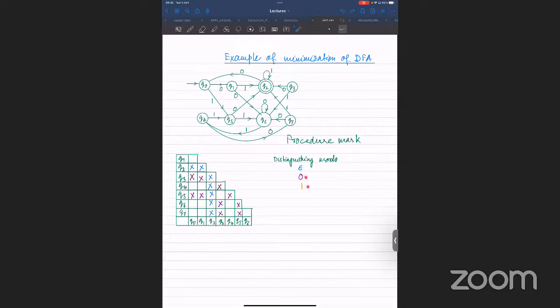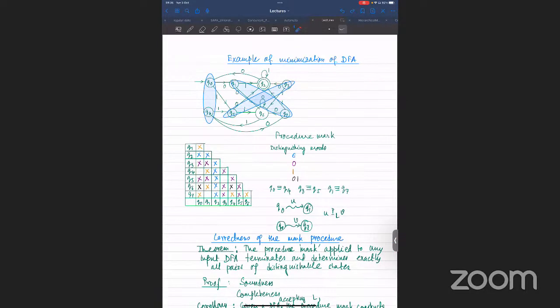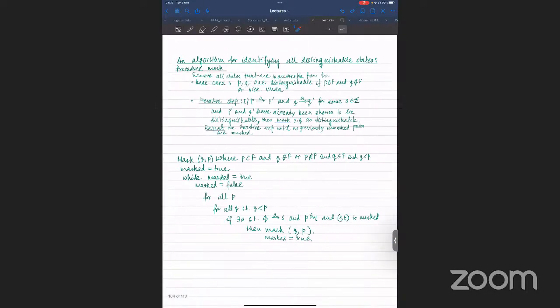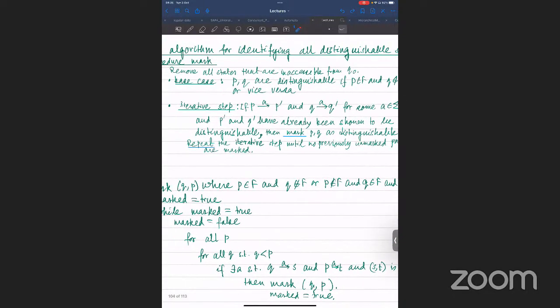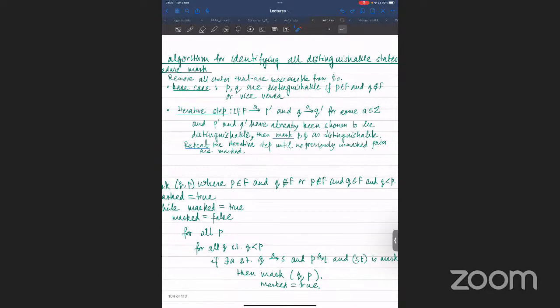And then after 0, you can mark with 1 and with 0, 1, and so on and so forth, until finally you see that no more pair of states are going to be distinguished. So this is what the mark procedure was doing. If we look at it carefully, first we remove all the states which are inaccessible from Q0. Then the base case is that P and Q are distinguishable if P belongs to F and Q does not belong to F. Essentially this is saying that P and Q are distinguishable by epsilon.